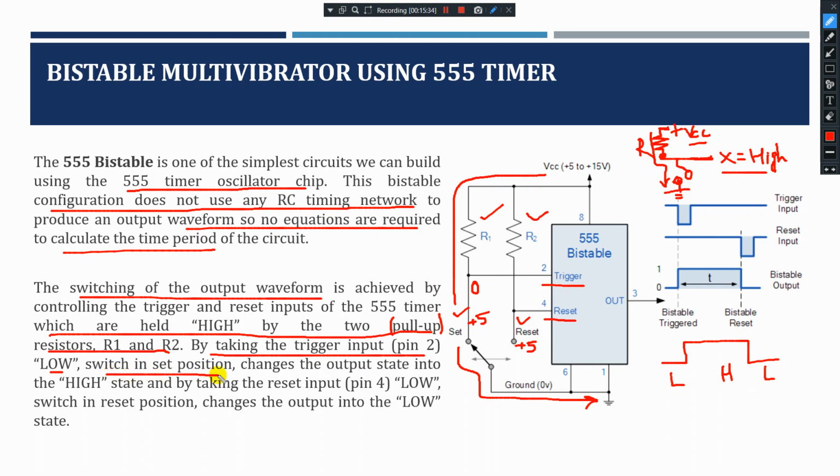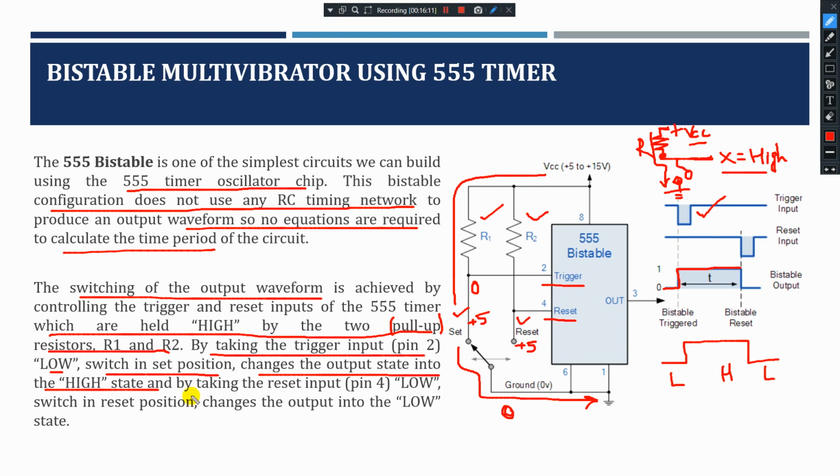Switch set position changes the output state into the high state. Got the point? When I set this to 0, that is low triggering. Instead of 5 volts, I'm making it 0. When the trigger line becomes 0, your output starts triggering. This output starts increasing here. Now, how to stop this?